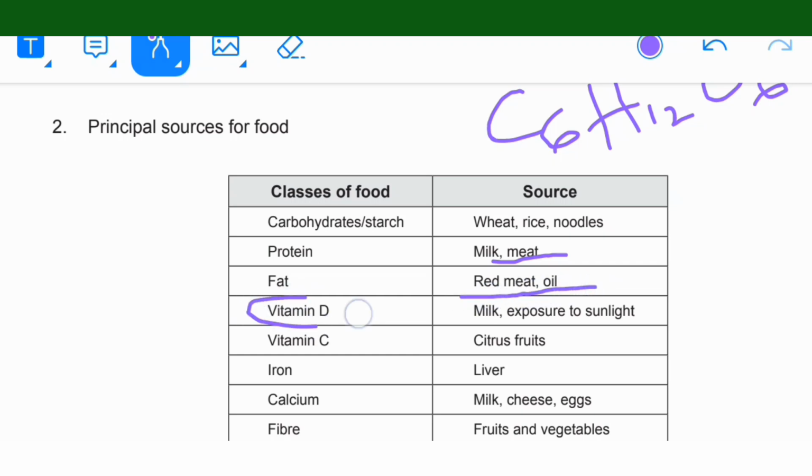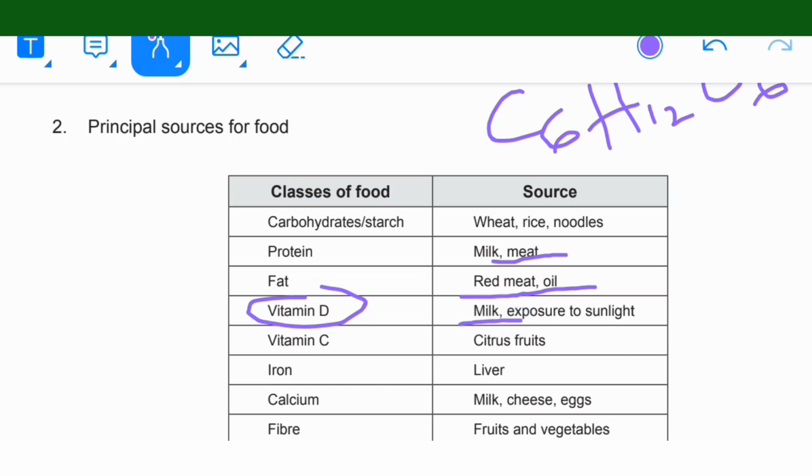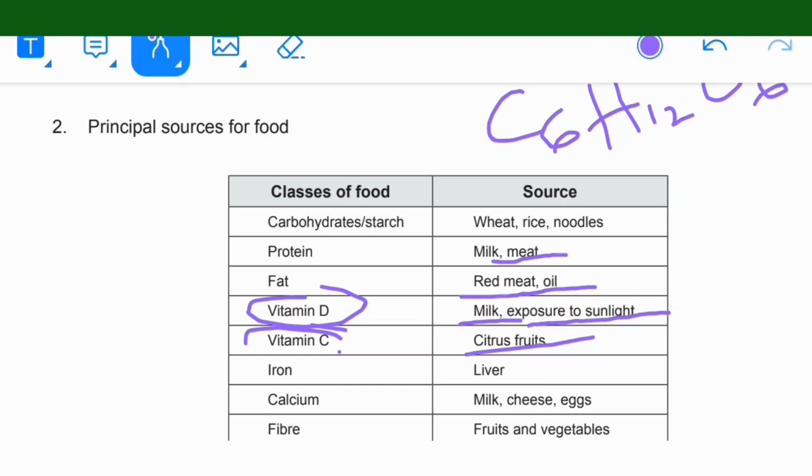Vitamin D is called the sunshine vitamin, sometimes also called calciferol. So vitamin D can be obtained from milk or sunlight. Then we'll talk about vitamin C. Vitamin C can be obtained from citrus fruits. Vitamin C is an acid. It's also called ascorbic acid. So take note of that. The citrus fruits we're talking about here are fruits like orange and lime.